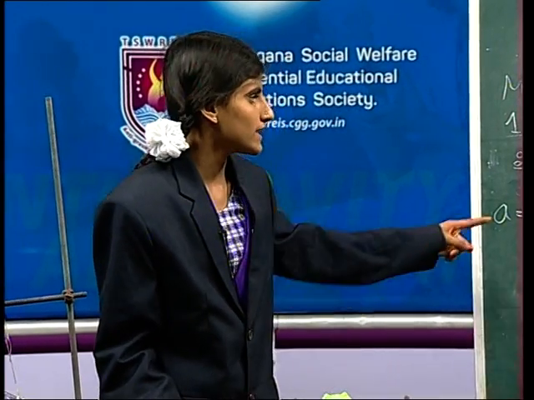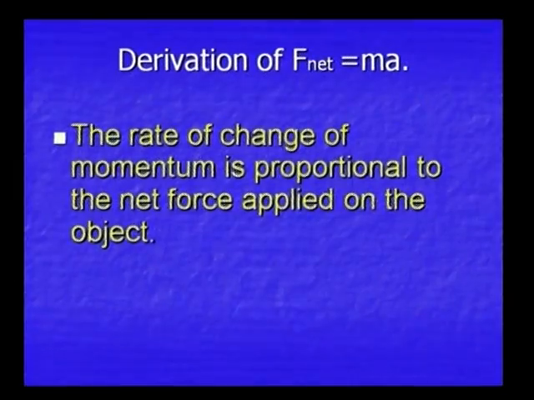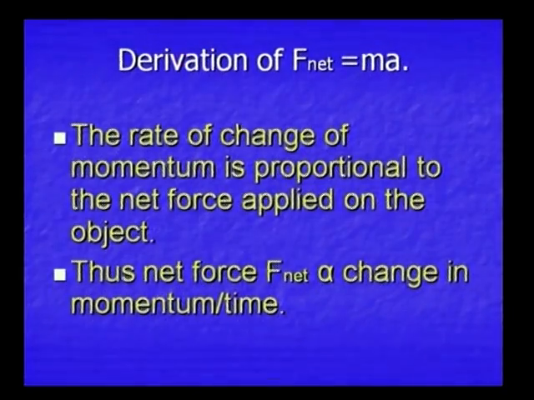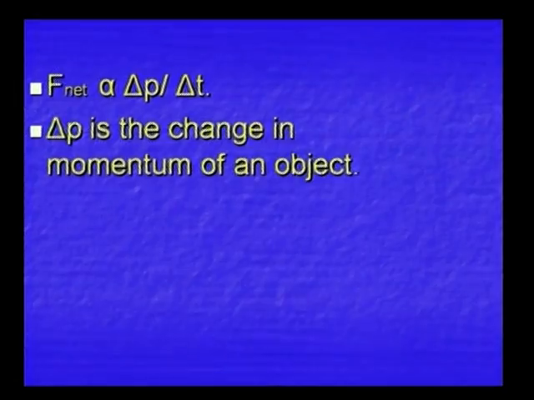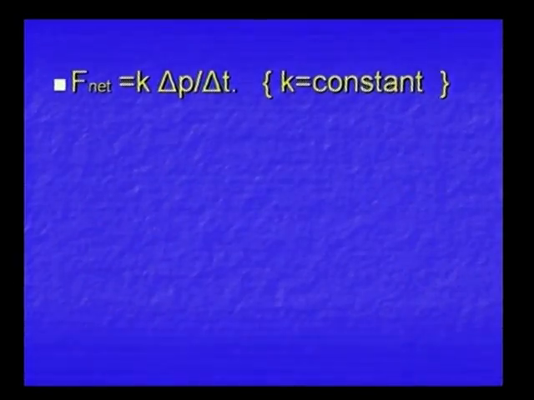Okay friends, did you get this derivation? Okay, let us once see in the slide. The rate of change of momentum is proportional to the net force applied on the object. Thus, net force, it means F net is proportional to change in momentum by time, and here F net is directly proportional to delta p by delta t. So, delta p is a change in momentum of an object. When the symbol proportional is removed, a constant is inserted in the equation. So, then we get F net equal to k delta p by delta t.